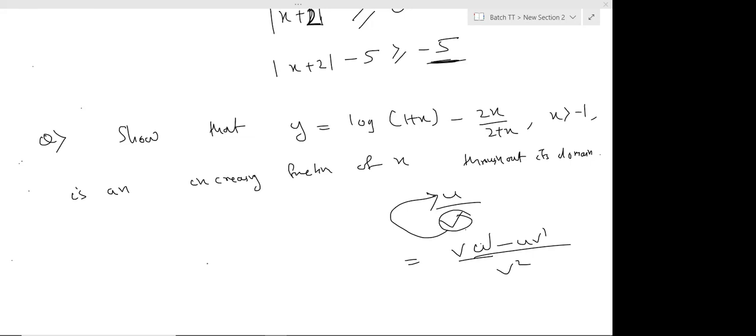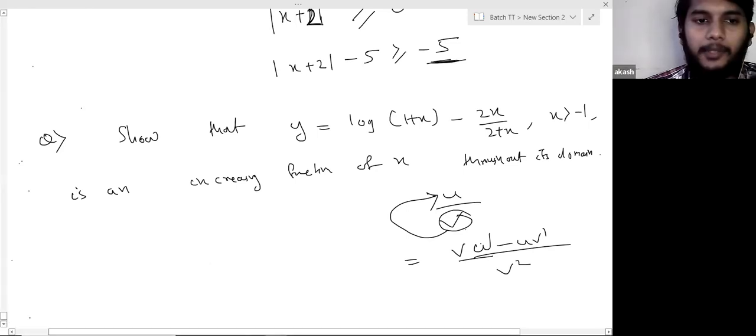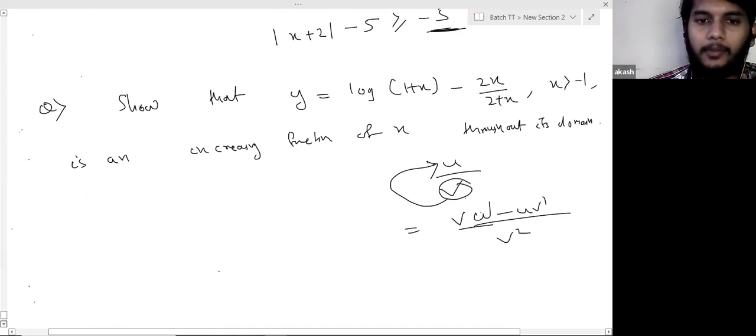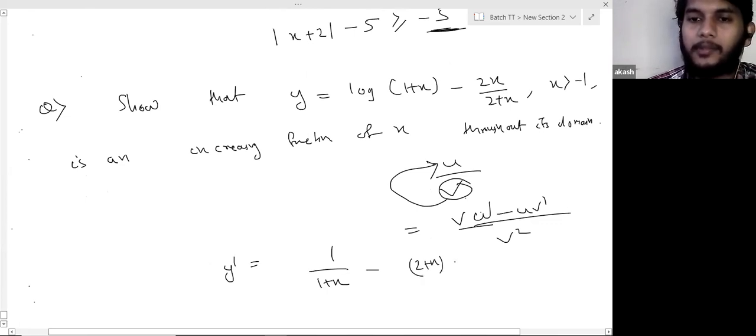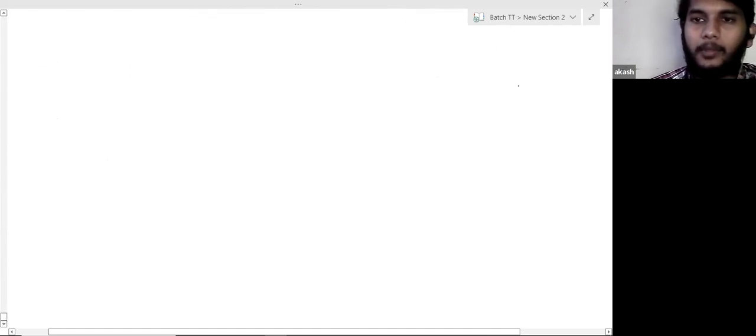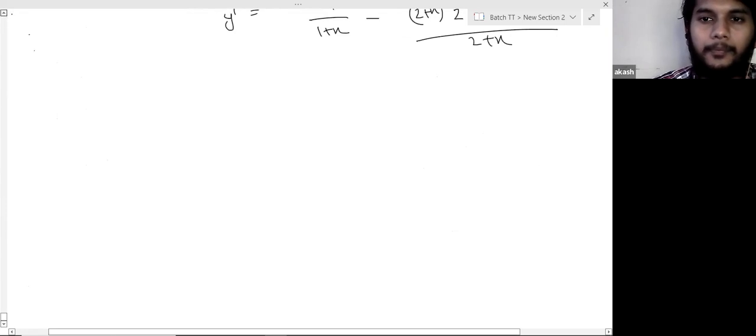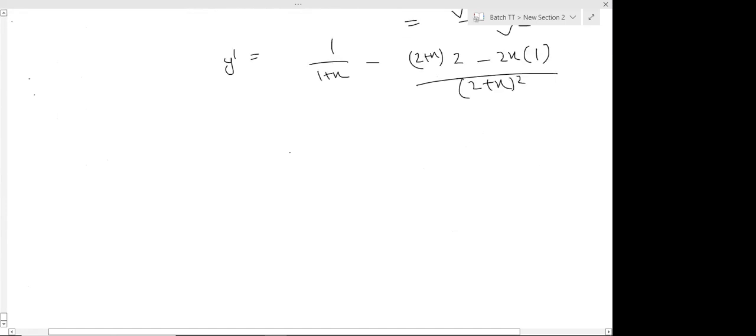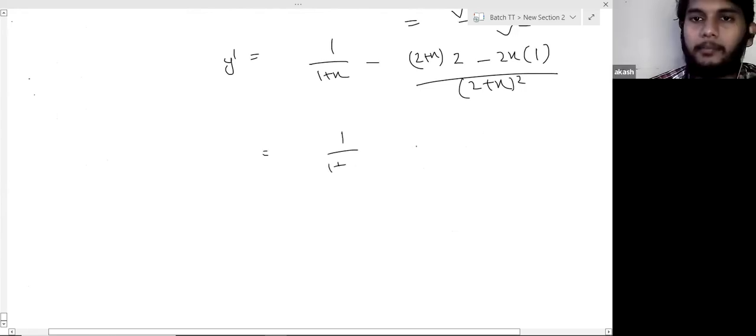Have you guys solved this? Not getting it, sir. Could you solve it? So first step would be to differentiate. So y dash, we can find, is 1 upon 1 plus x minus, 2 plus x into differentiation of 2x, which is 2, minus 2x into differentiation of 2 plus x, which is 1, upon 2 plus x whole square. So 1 upon 1 plus x minus 4 plus 2x minus 2x upon 2 plus x whole square. This thing is clear?